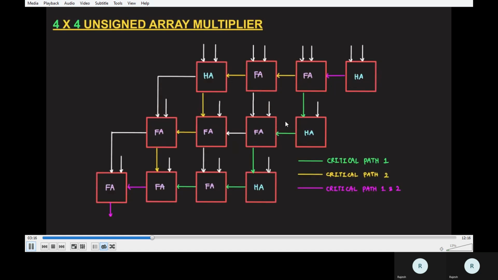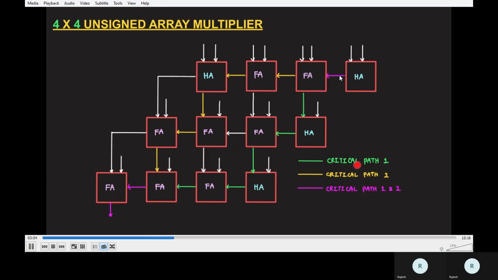So critical path 1 starts from a full adder to a half adder, next to a full adder, next a half adder, next a full adder. Then it will go again to the final full adder, but we have written pink color. Pink color tells that this critical path is coming both from the yellow line and the green line. So that's why we have written pink color there.